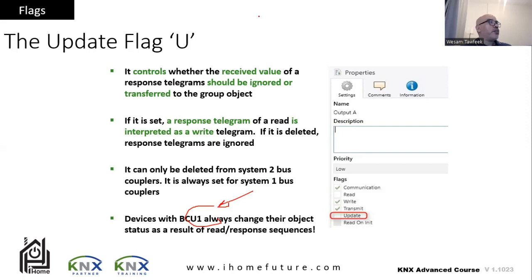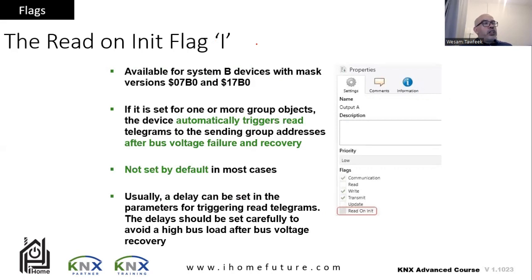Then we have the initialization flag. The I flag, the initial flag, means that when a bus failure takes place, so the devices were down, the KNX bus was cut, or the power was not there, and then the devices are initiating, the first start, we call it the initialization phase. If it is set, then the group object will start collecting its previous data from the other devices. This is what we call the initialization. So it automatically triggers a read telegram to the sending group address after bus failure and recovery.